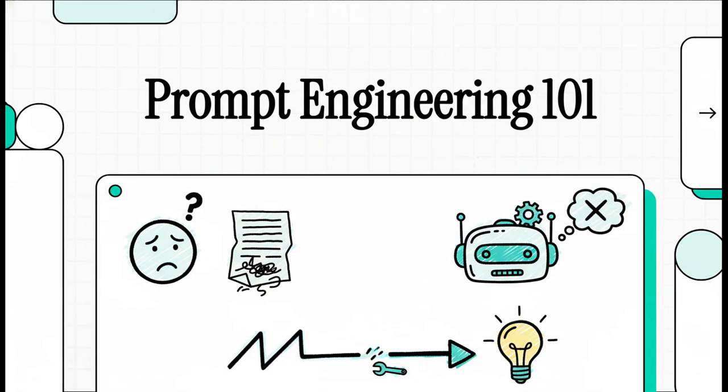Have you ever asked ChatGPT or some other AI for something simple like a blog post or an email, and what you get back is just awful? It's generic, it's bland, or maybe it's just plain wrong. It is such a common frustration. But here's the thing. It's not really the AI's fault. It's kind of ours. And today, we are going to fix that.